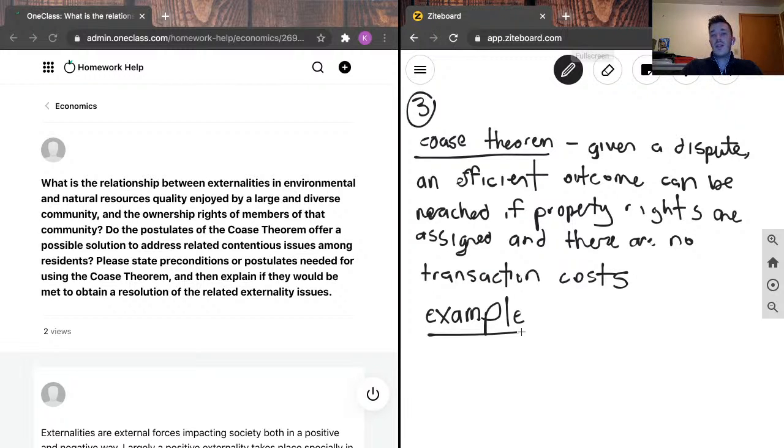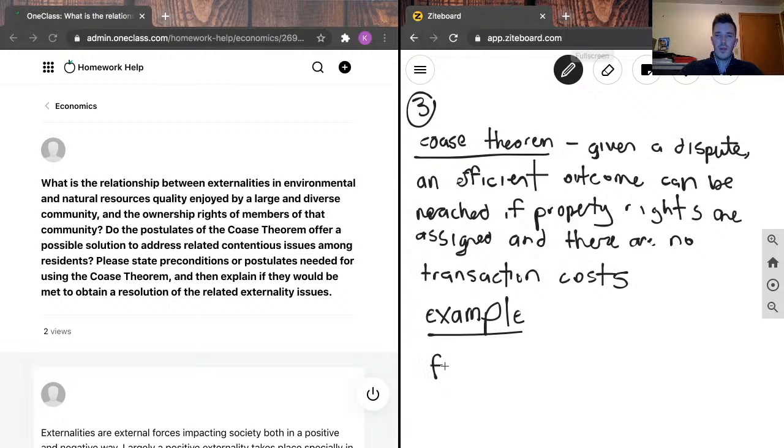Coase theorem basically says that as long as property rights are assigned, so either the factory is given the right to pollute or the family is granted the right to stop the factory from polluting, then an efficient outcome can be reached as long as there are no transaction costs. So transaction costs in this case might be like lawyer fees or something like that. So if the factory were assigned the right to pollute, the family could pay them to pollute less up until the point where the equilibrium was reached. Similarly, if the family were assigned the property rights and the factory weren't allowed to pollute, the factory could pay the family an amount to pollute until they reached equilibrium.